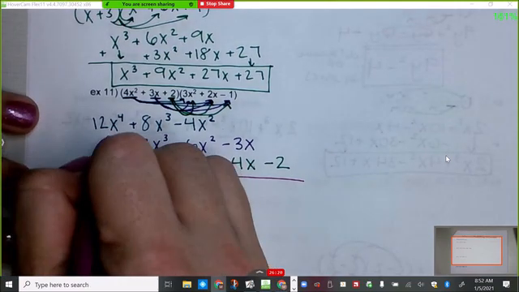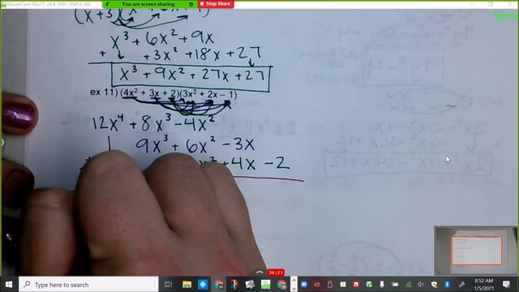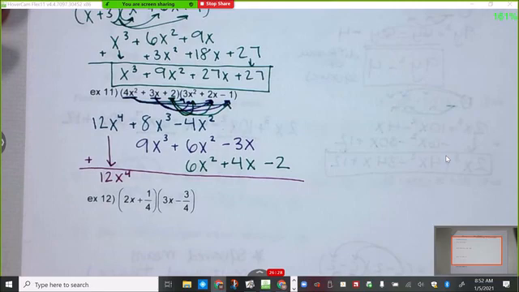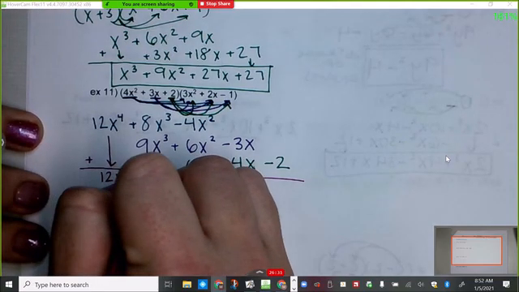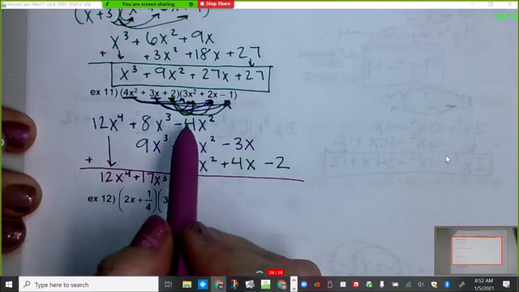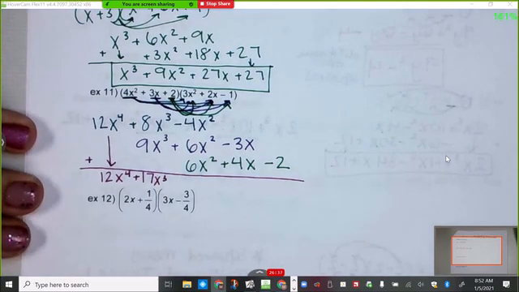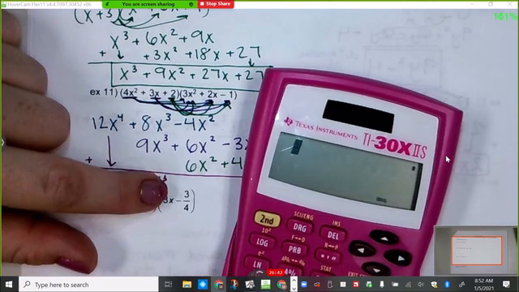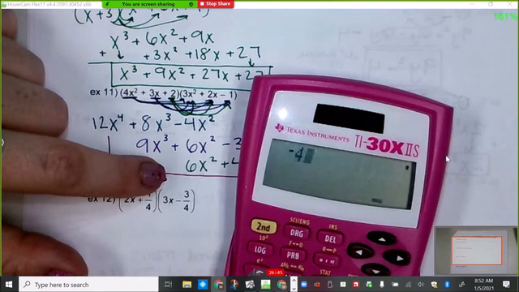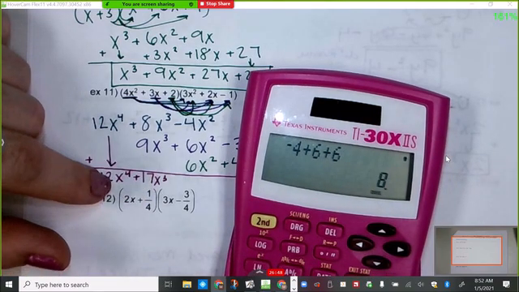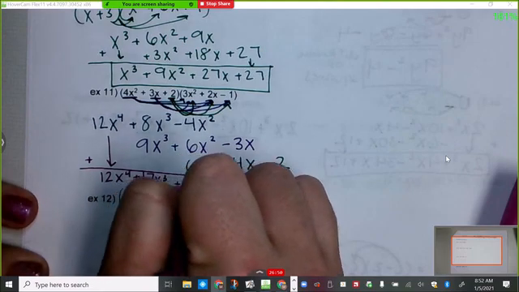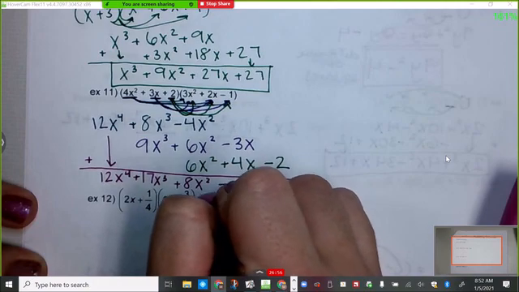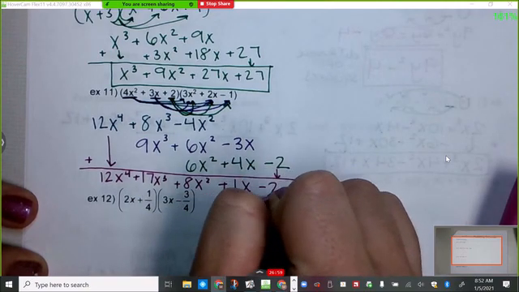So this does not have a like term. So I get 12x to the 4th power. Now, what's 8x cubed plus 9x cubed? Positive 17x cubed. Now, what's negative 4 plus 6 plus 6? If you don't know, y'all, you can always type your coefficients only. You can't type the x squared here, but you could do negative 4 plus 6 plus 6, and it gives me 8, so this is going to be a positive 8x squared. What's negative 3 plus 4? Positive 1x, and then bring down my minus 2.